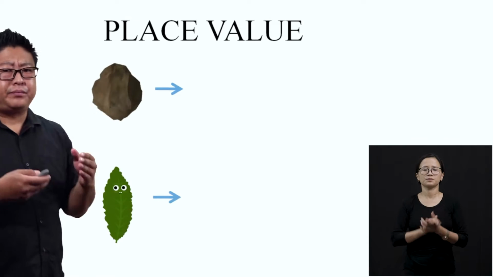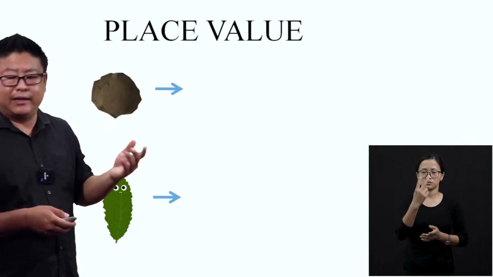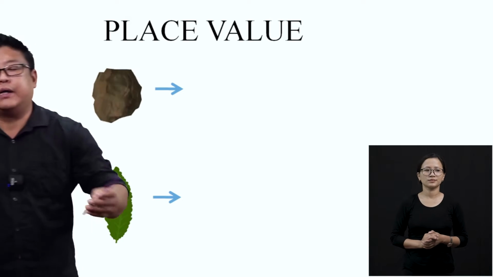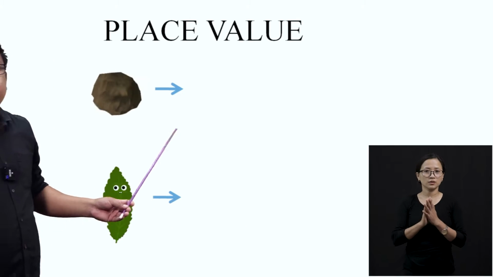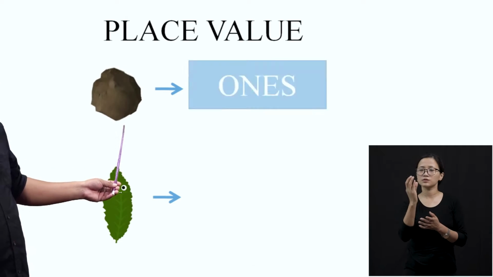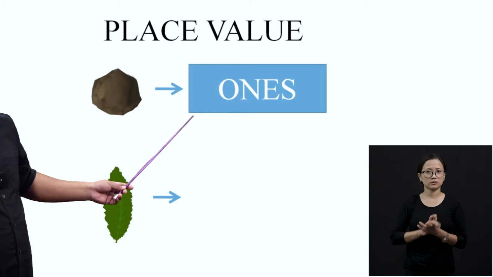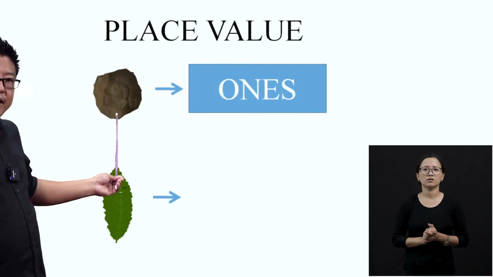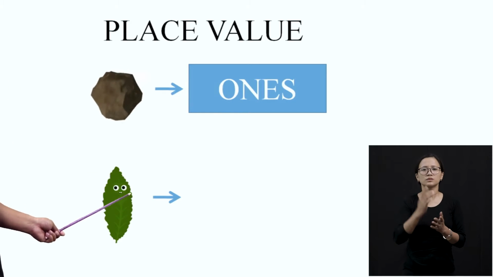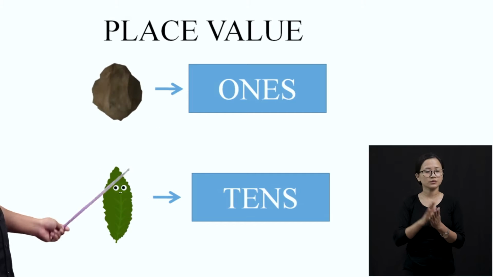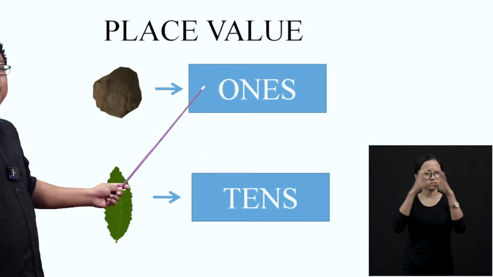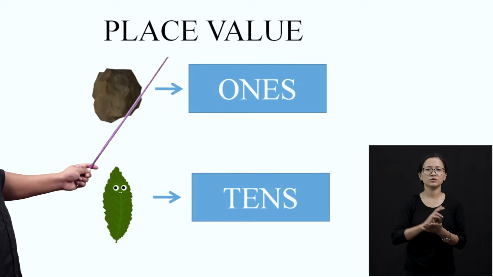To understand that, let's look at an illustration that we have here. In the first picture we have a stone, and this stone will represent ones place. We have already learned about this in the previous class. One stone will represent ones, and this one leaf will represent tens. This is for our understanding. Please keep this in mind. Do not get confused. Try to remember this for future reference.